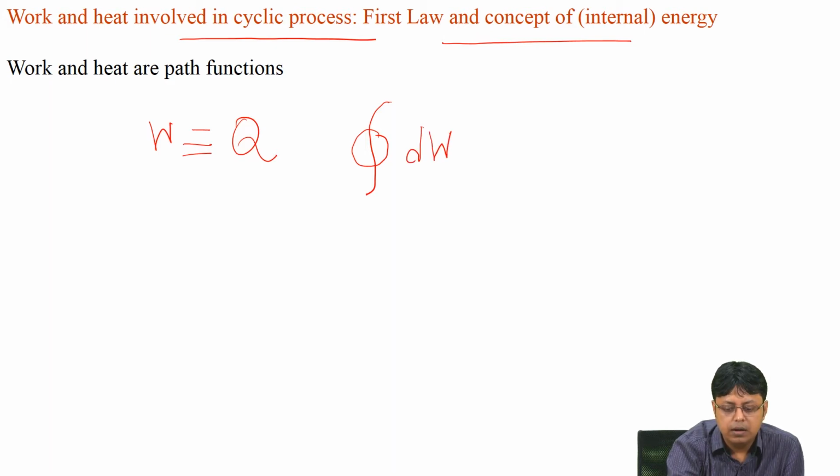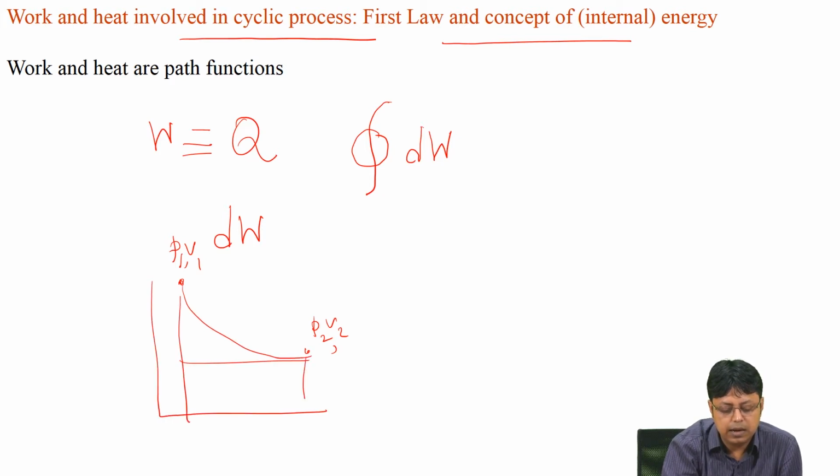Now, remember that work done, what is dW? dW is the differential work done in every step, and it depends on the path of the transformation. What does it mean? We already discussed that we can go from state P1 V1 to a state P2 V2 by a single step. In that case, the work done will be nothing but the area under the curve.